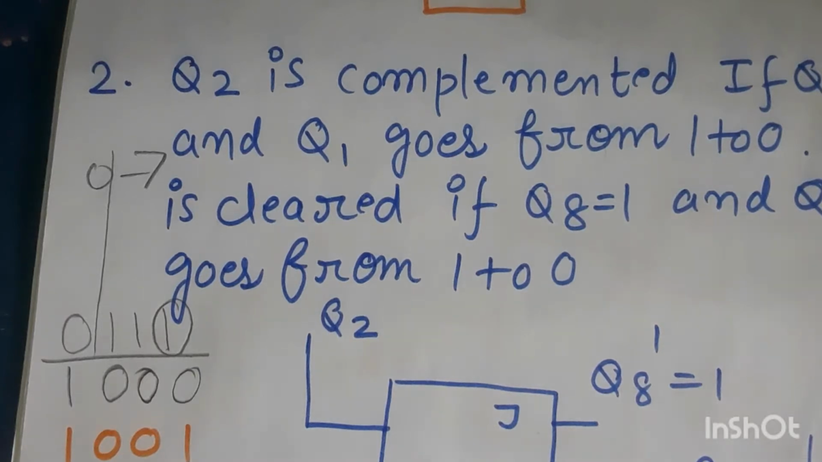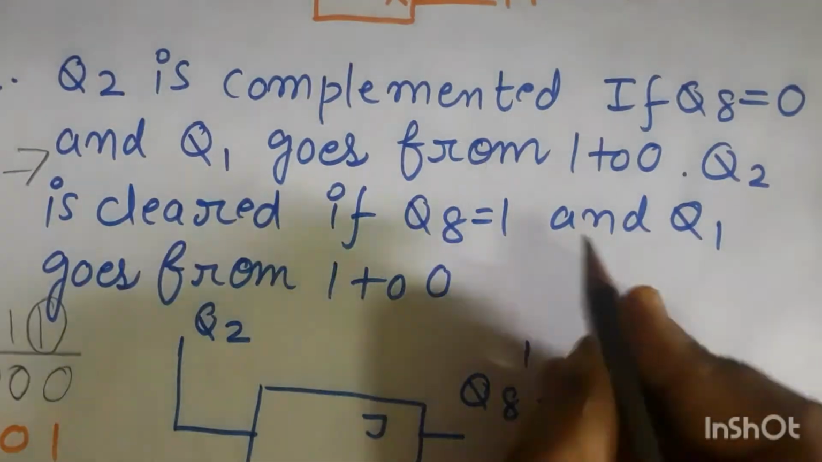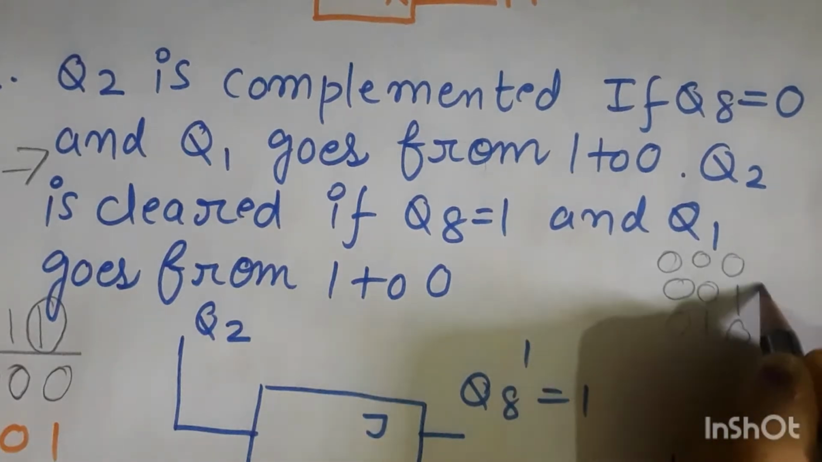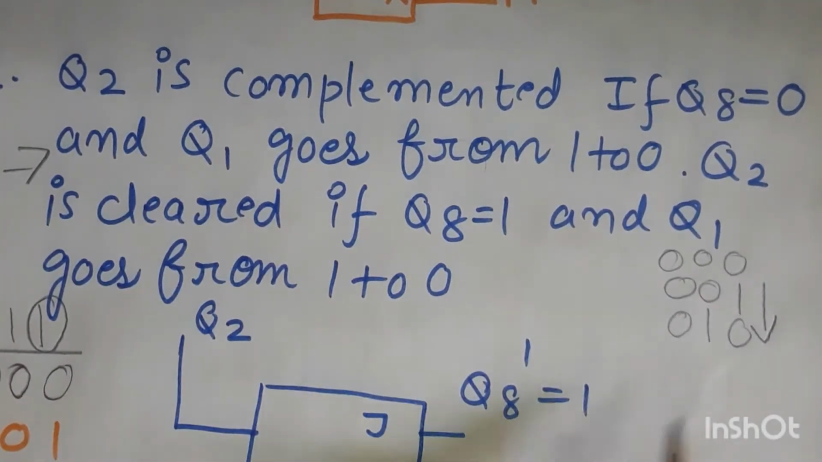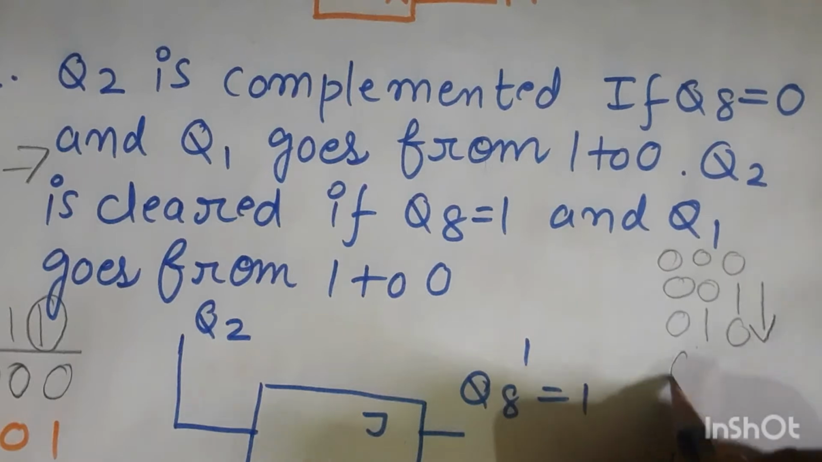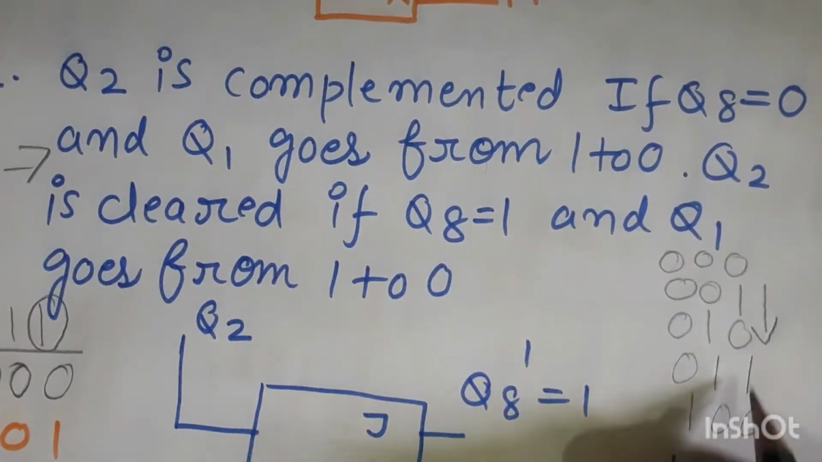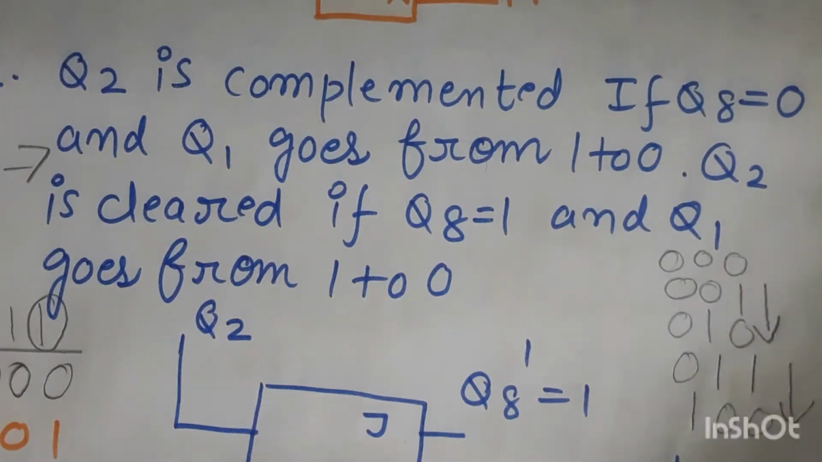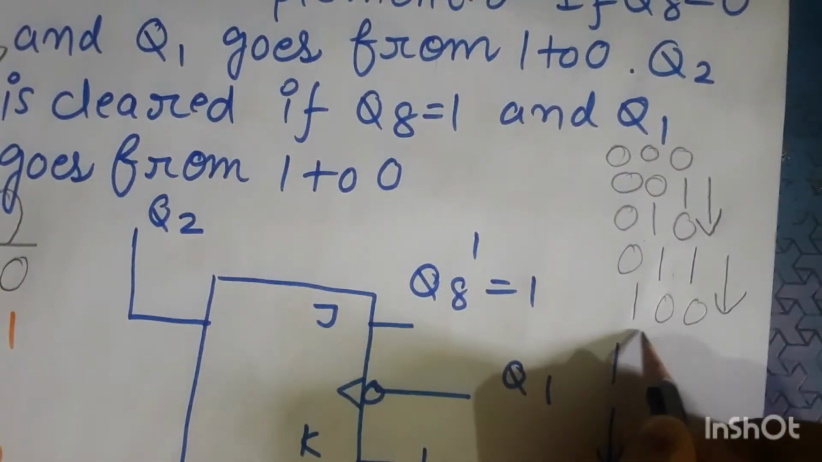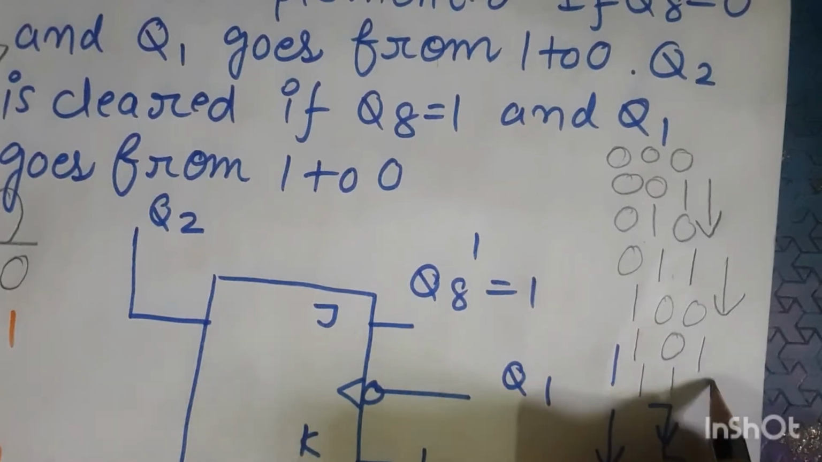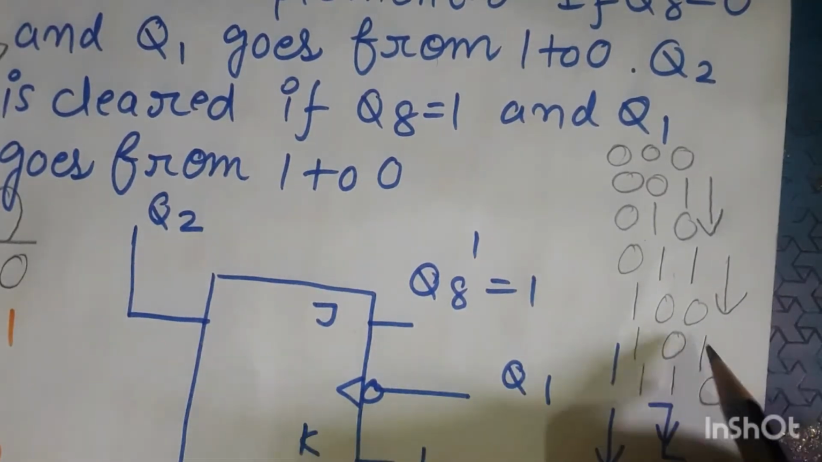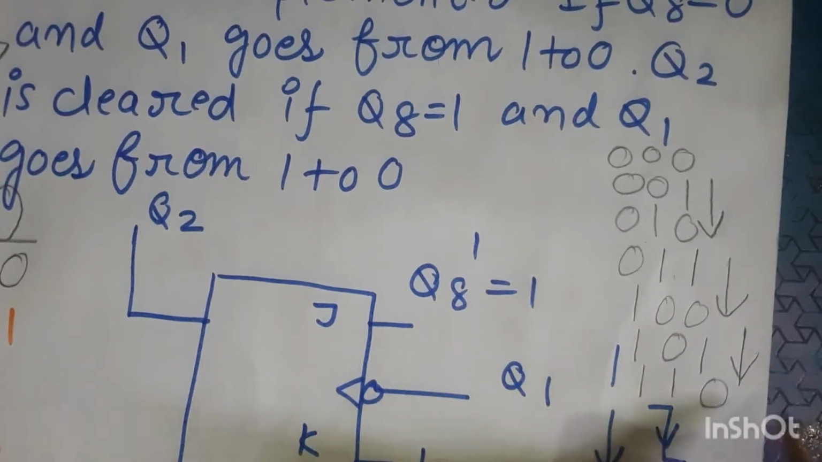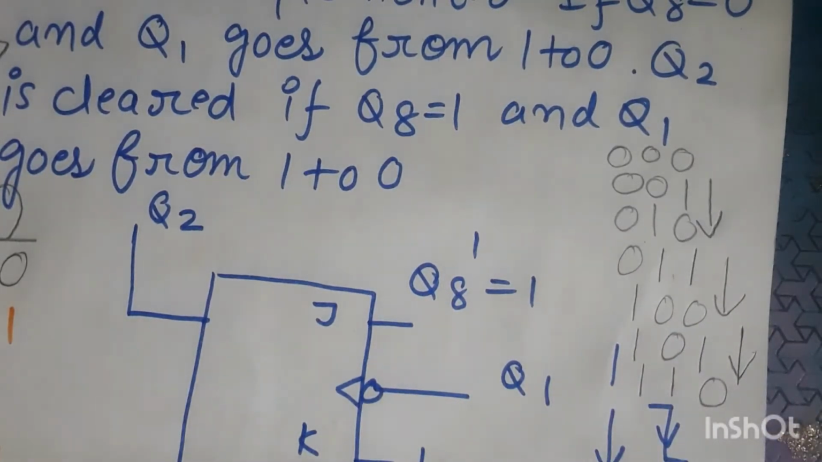Just like that, again I want to write 0, 0, 0, 0, 0, 1, 0, 1, 0. Here the 1 to 0 transition happens for Q1, so Q2 is complemented. Then 0, 1, 1, 1, 0, 0, again the 1 to 0 transition happens, Q2 is complemented. Then 1, 0, 1, 1, 1, 0, again Q1 transitions from 1 to 0, and Q2 is complemented.